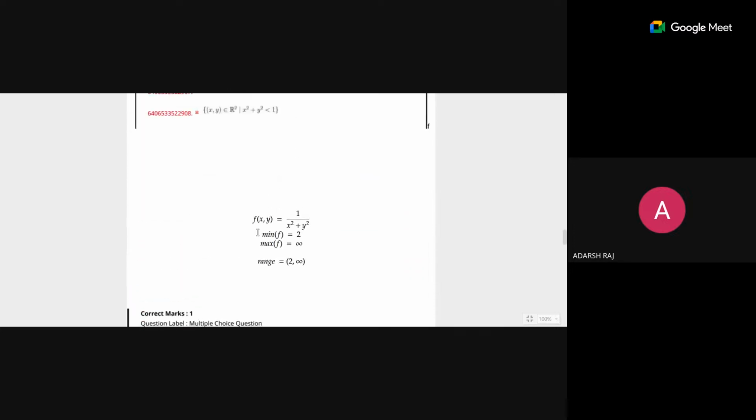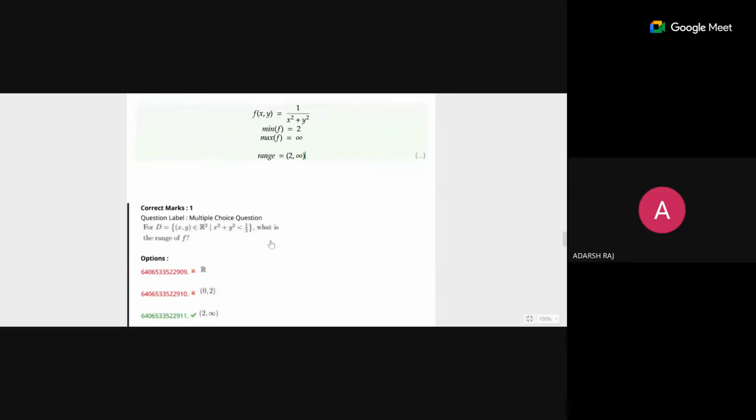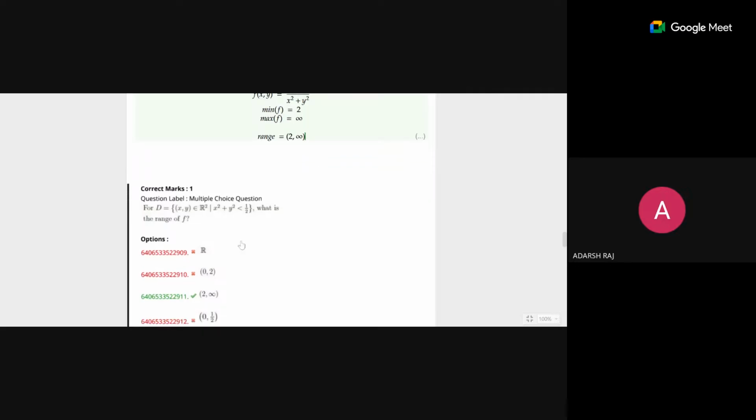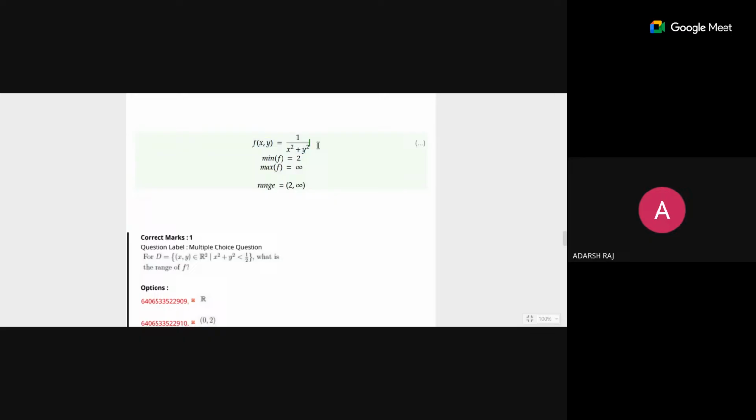This question. So here, basically, we want to find the range of this function. For finding the range of a function, we have to first find the minimum and then the maximum value this function will take. So, if you find the minimum and maximum value of this function, we can bound the range of this function.